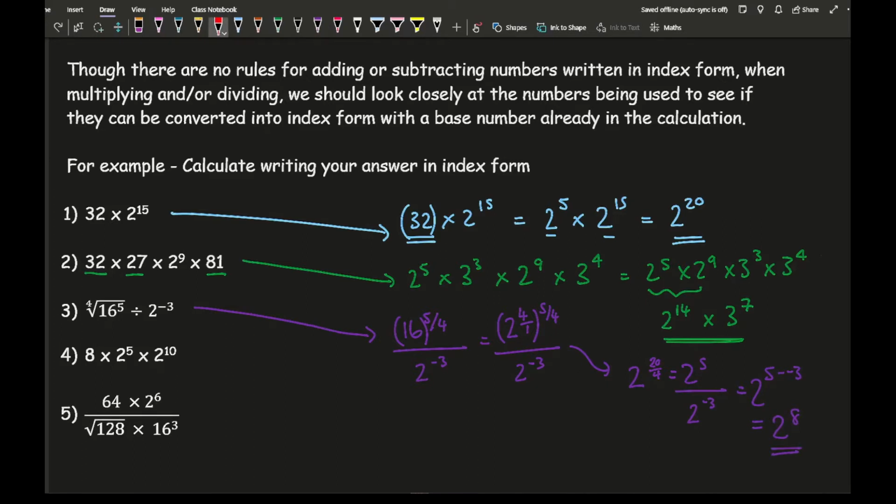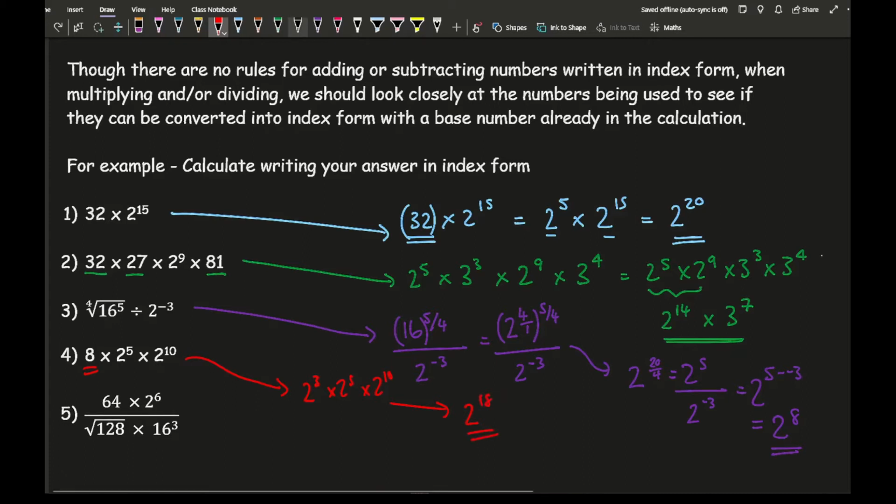Moving on to question 4. Again, all I need to do here is just convert that 8. So that'll be 2 to the power of 3, multiplied by 2 to the power 5, multiplied by 2 to the power 10. Then adding the powers, now that all my base numbers are the same, I've got 3 plus 5, which is 8, plus 10, which is 18.